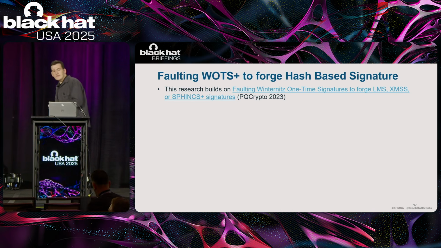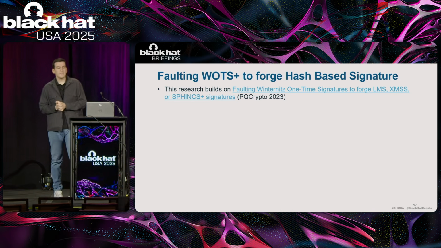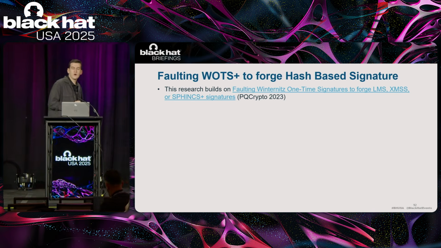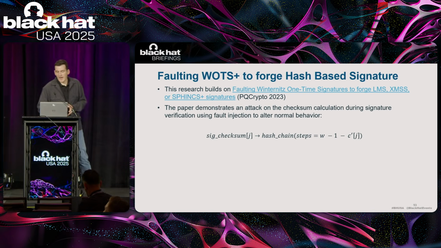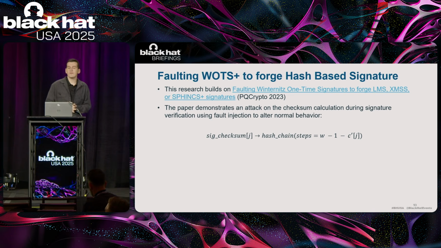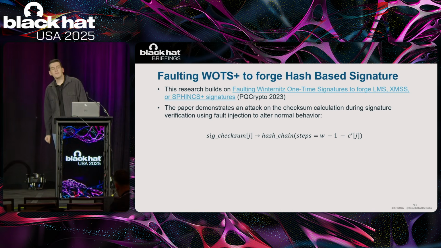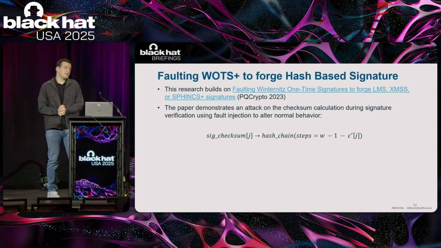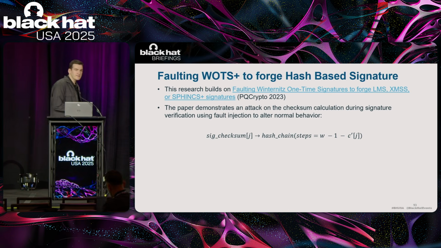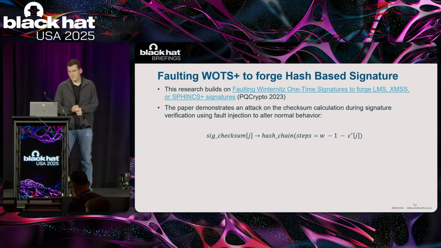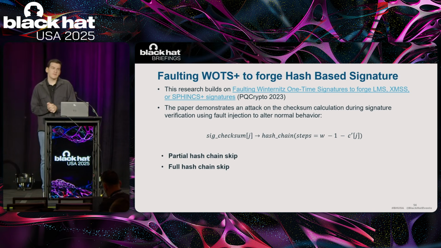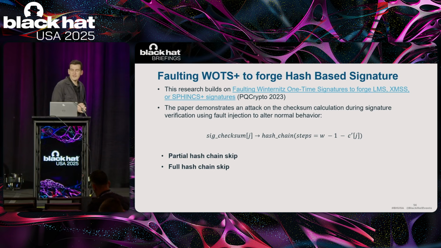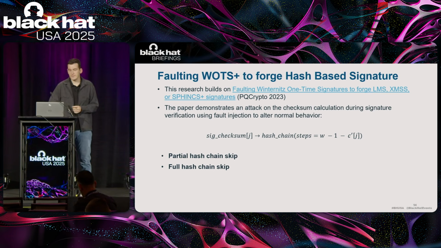So this research is built on faulting the Winternitz one-time signature to forge LMS, XMSS, or SPHINCS+ signatures. And this paper demonstrates an attack on the checksum calculation during the verification, to decrease the checksum with fault injection. And to do so, it presents two different attacks, which are partial hash chain skip and full hash chain skip.